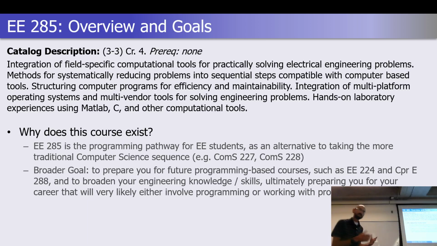Why does this course exist? It is our programming pathway for EE students. Students who are maybe picking a more computing-focused major like computer engineering, software engineering, or cybersecurity engineering take a more traditional computer science sequence. Here at Iowa State, that's ComSci 227 and 228, an introduction to Java type course and a data structure course. And there was a time many years ago where as an EE student, you would have also effectively taken a version of those two courses.